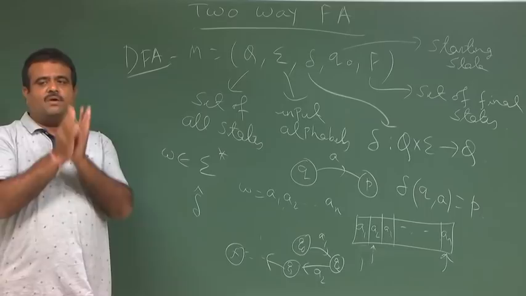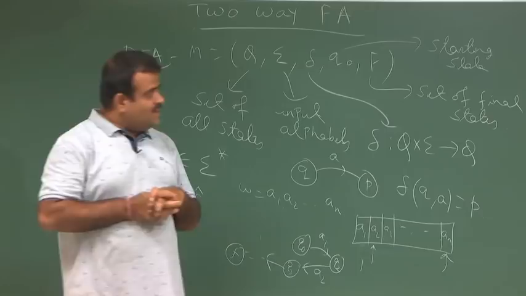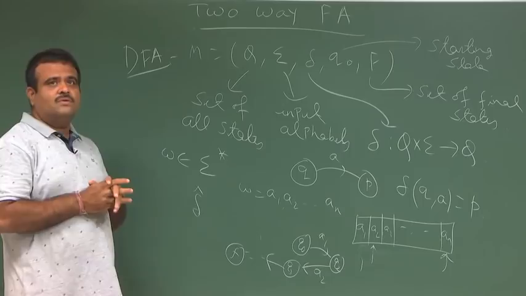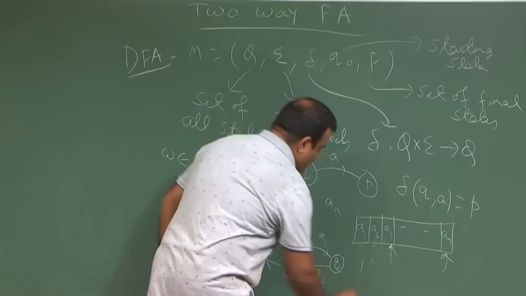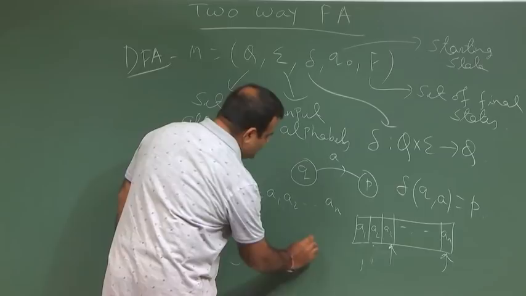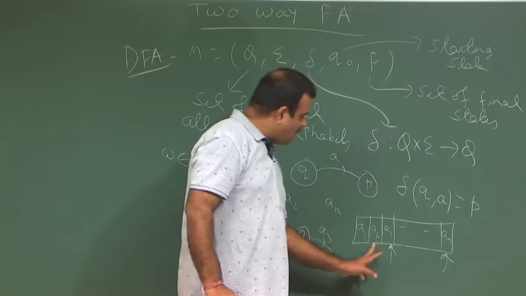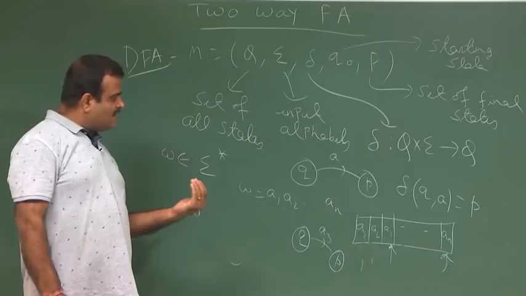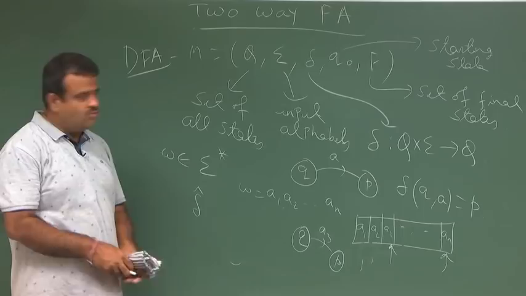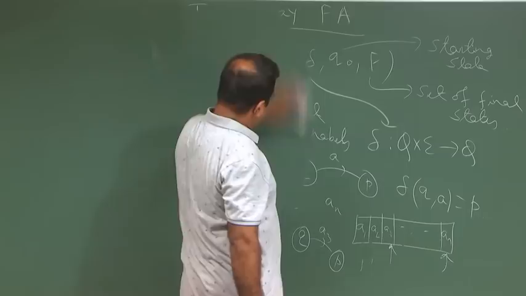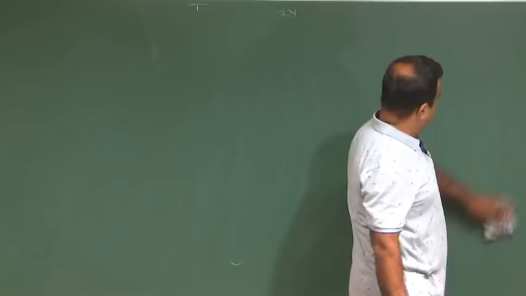Okay. But in case of two-way automata, the tape head can move left also. So, suppose we are here, and our present state is say Q, and we are here. Now, with this input A3, we can go to some state P, and the tape head can point either to here or to there. The tape head can go to the right side or left side. So, there is an option there. That is the sense in which it is called two-way. We will formally define that two-way finite automata, which is something different from what we have seen so far.